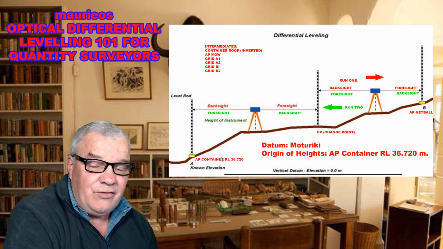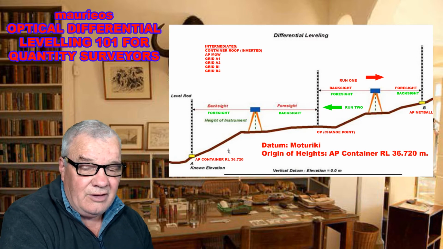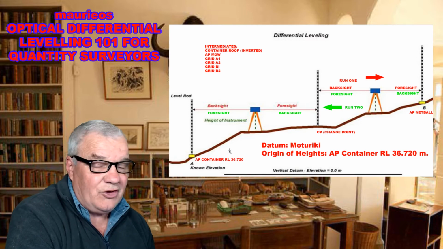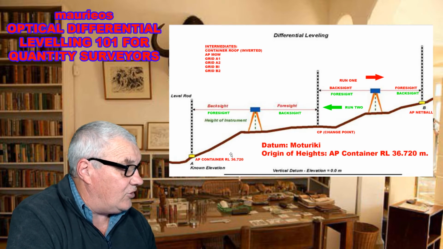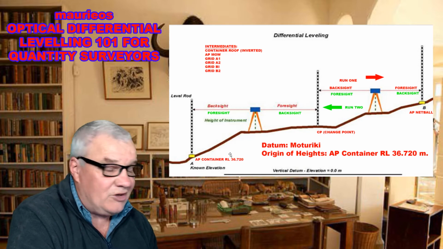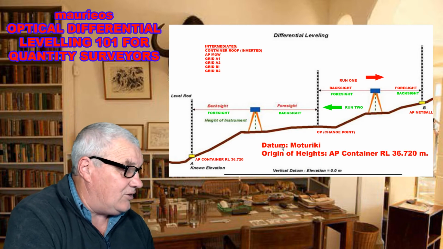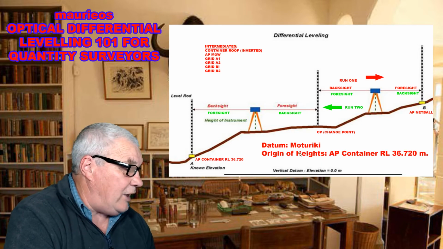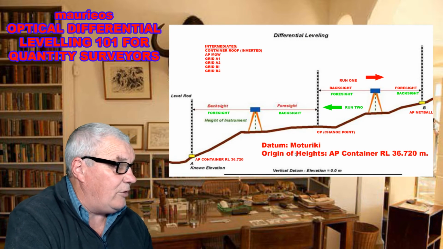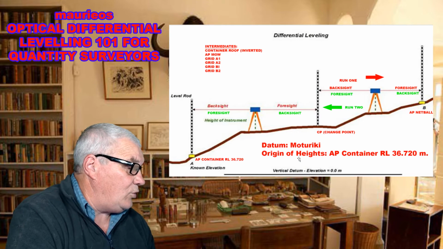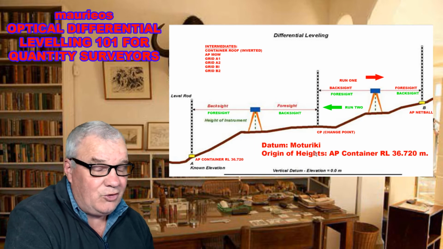But if we were to say what our datum is, the most accurate or the best way to say it is: heights are in terms of Moturiki datum. The origin of heights is AP container, RL 36.720. And that makes it quite clear what datum you're using, Moturiki, and where you got your origin of heights from, or what mark you considered to be your origin. So the vertical datum is Moturiki, and the 0 on that is at Moturiki.